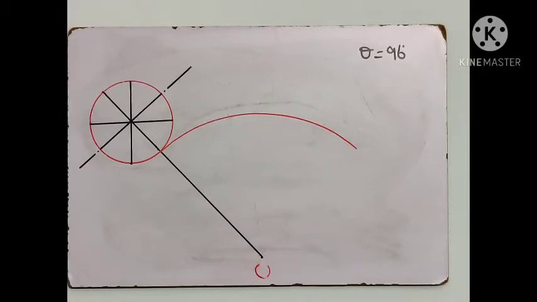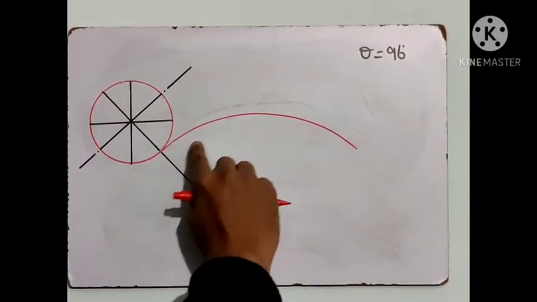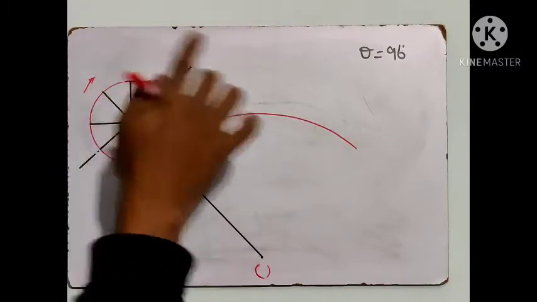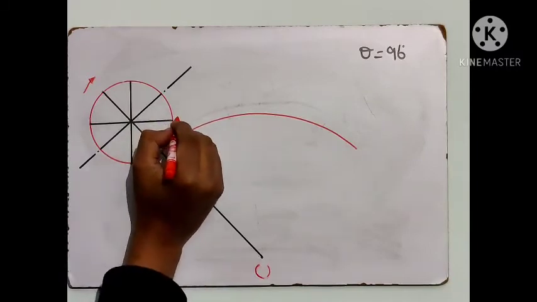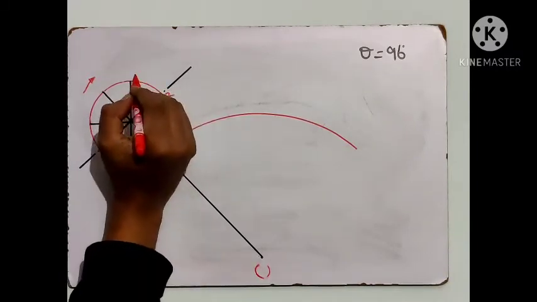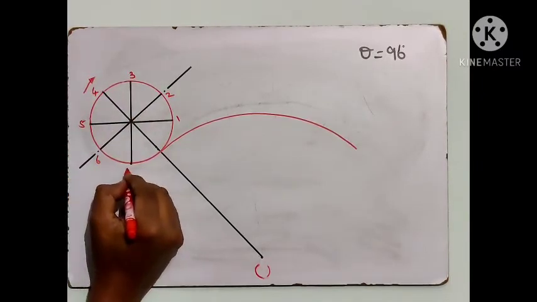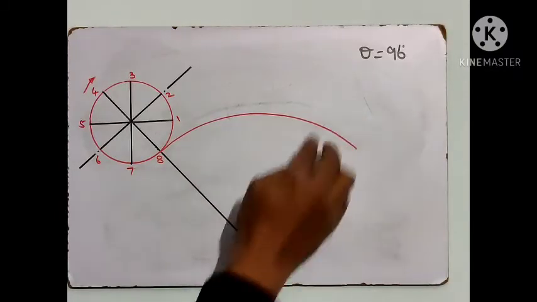And also you need to now show whether it is going to rotate in the clockwise direction or anti-clockwise direction. I have made the guiding circle here, so it's going to rotate in the clockwise direction. If it rotates in clockwise direction, the numbering should be done in anti-clockwise direction: 1, 2, 3, 4, 5, 6, 7 and 8. The next step is, keeping this as the center, you need to make a line for 96 degree.